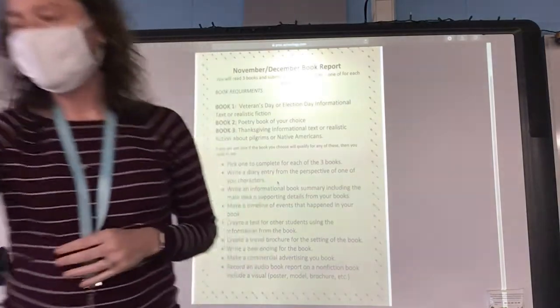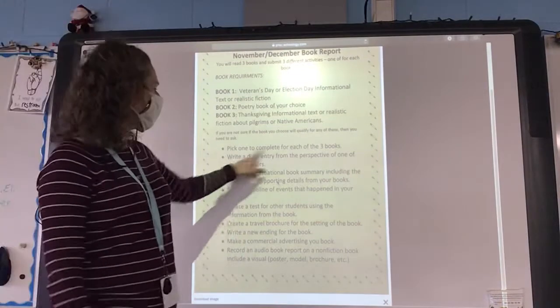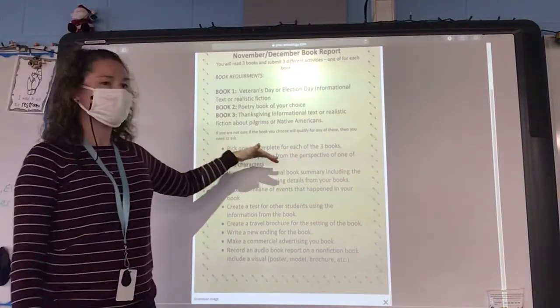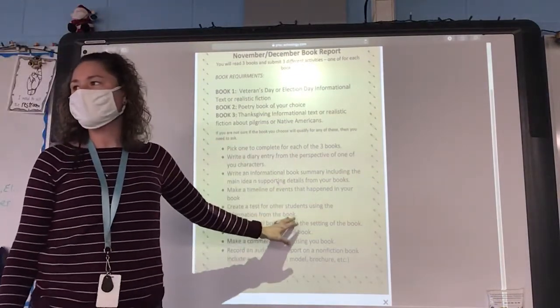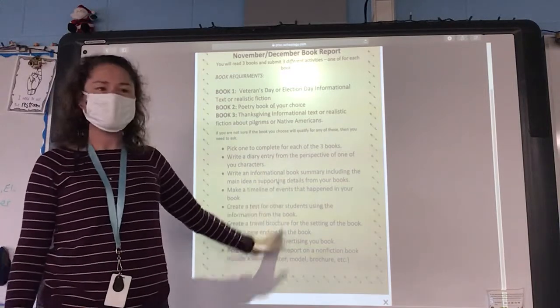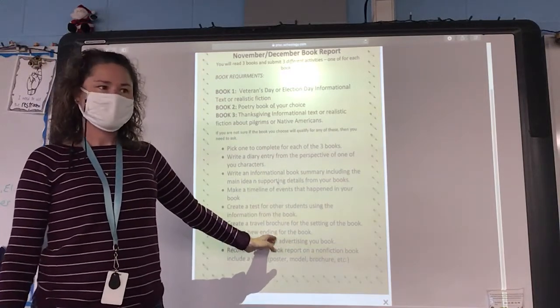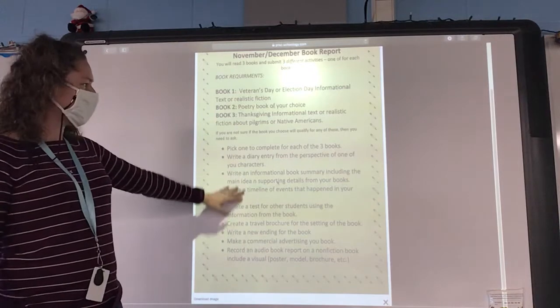So if I look at it, it says to pick one for each book, right? You were supposed to pick one different one for each book. I'm going to start there. It shouldn't be the same thing done 3 times. Okay? We talked about that when we assigned this.